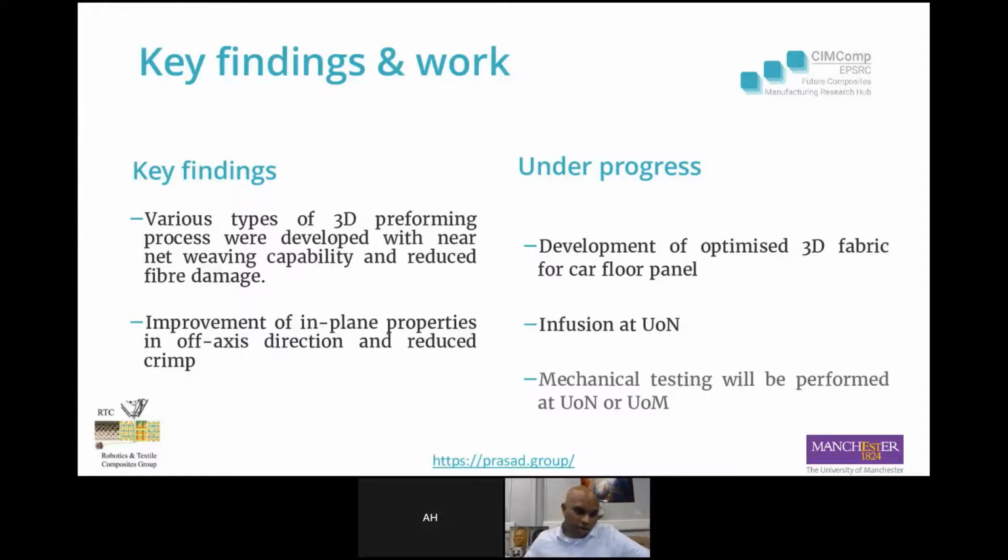Just to conclude, we already developed a near-net weaving capability and reduced the fiber damage. We also know that we can improve the off-axis properties. Mikhail and I are working on infusing the first preform I showed you earlier. We will be doing the testing and further optimizing it for the application. I will pass to my colleague Roy to talk more about braiding and winding.